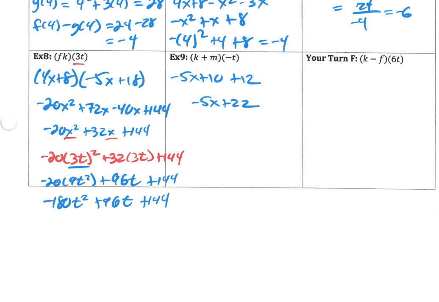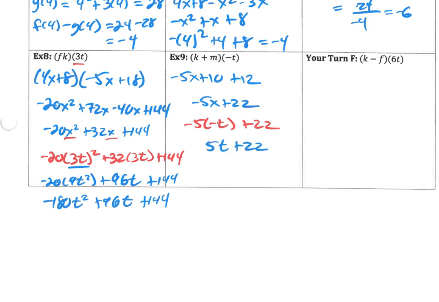And now we're going to substitute in our expression. We're going to take in this negative t. We're going to plug it in for that x. And then when we simplify, we get a positive 5t plus 22 as our final answer.